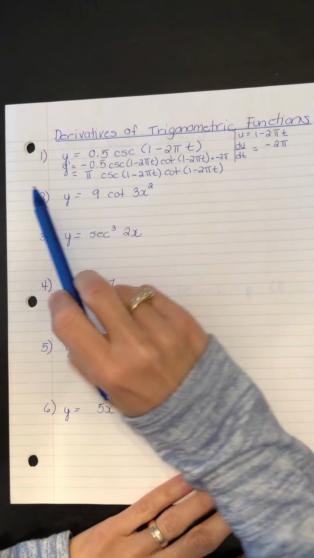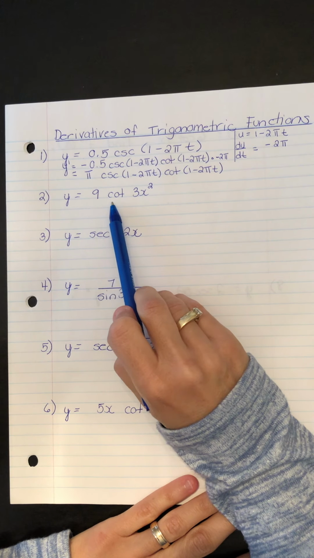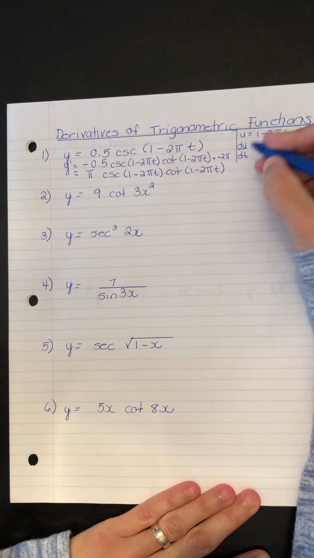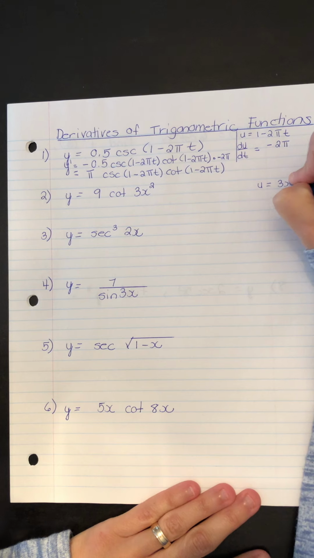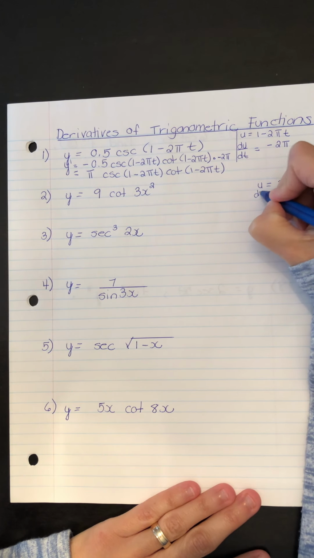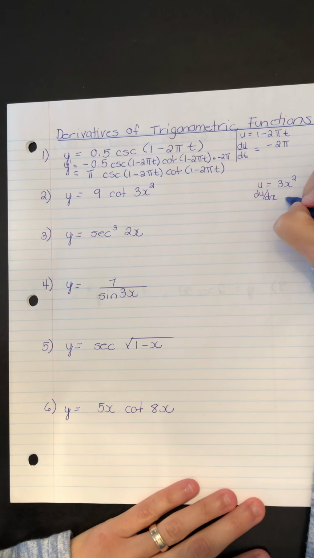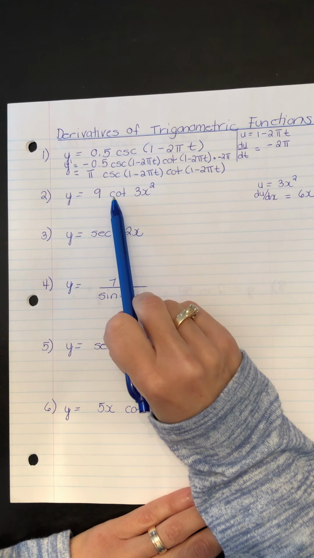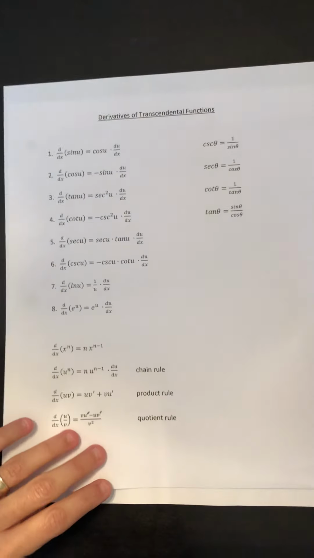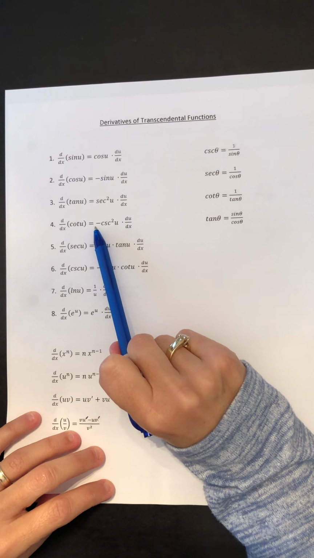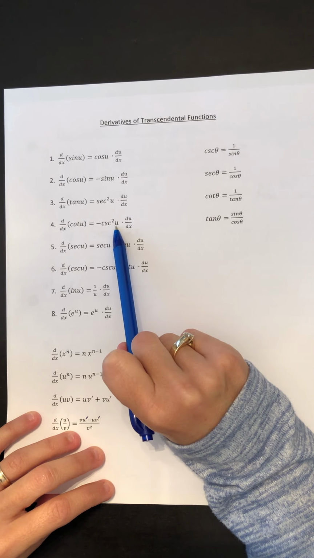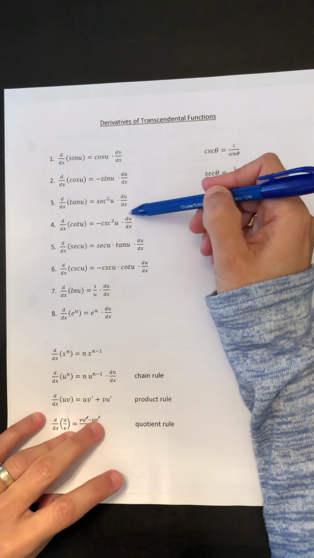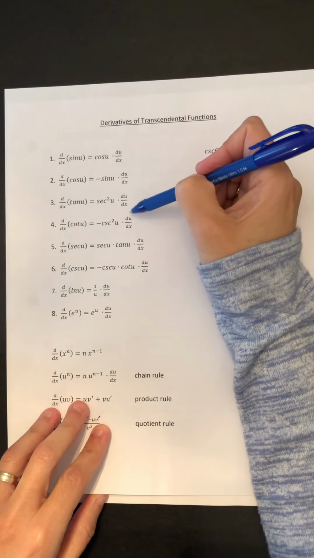Okay, so let's try this other one. We have y is 9 times the cotangent of 3x squared. So this now becomes the argument of the function. So the little u is 3x squared. So what is its derivative? It'll be with respect to x. That would be 6x. So now we just use the correct formula, cotangent u. So let's look at that formula. Okay, so the derivative is negative cosecant squared of u. So same angle. And then here is where we're going to multiply by du by dx, which we just worked out to be 6x.